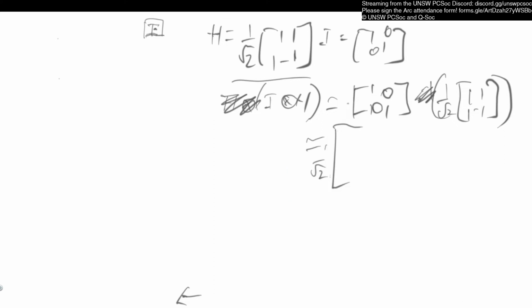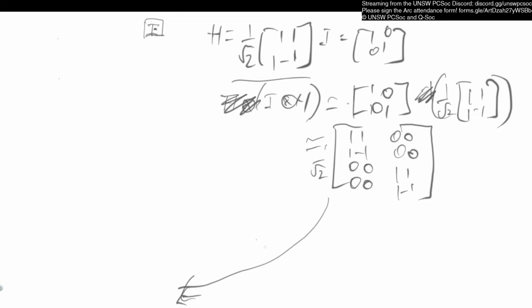1 on root 2, 1, 1, 1, minus 1. This was 0, 0, 0, 0. This will also be 0, 0, 0, 0, 1, 1, 1, minus 1. And so this will have to be times this, so matrix multiplied. And that's equal to, okay, there are two things in front. So this will become root 2 squared, which is just 2.